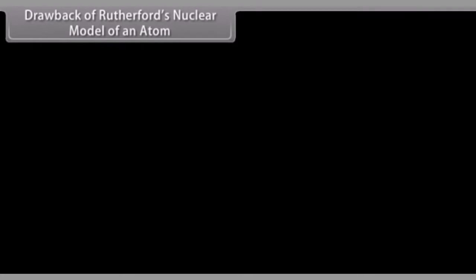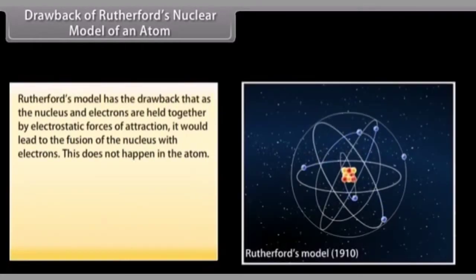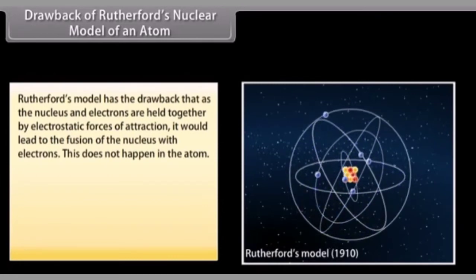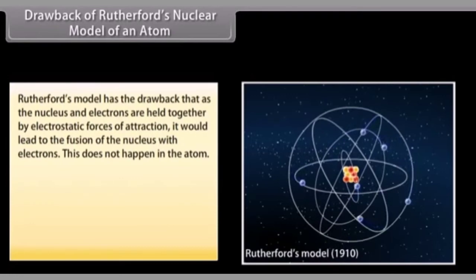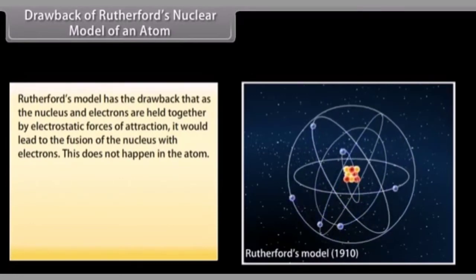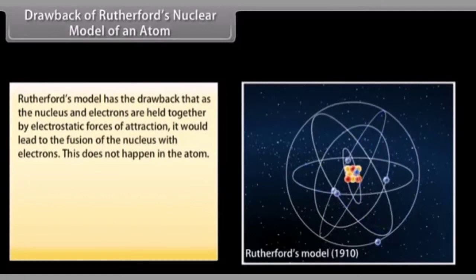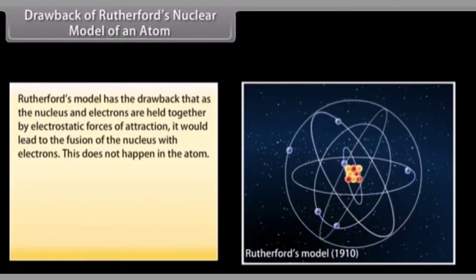Drawback of Rutherford nuclear model of an atom. Rutherford's model has the drawback that as the nucleus and electron are held together by electrostatic forces of attraction, it would lead to the fusion of the nucleus with the electron. This does not happen in the atom.